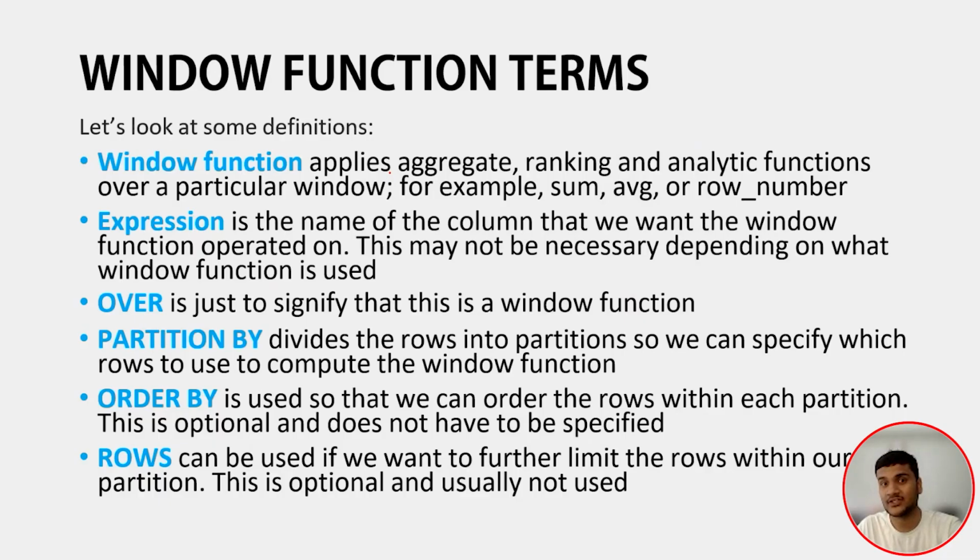And what is the expression? Expression is nothing but the name of the column where I want to apply the window function. That's it. And what is over? It is just to signify that this is a window function, that I am applying a window function here. Wherever you see over, think that, okay, this is a window function. And partition is nothing but it divides rows into partitions, so we can specify which rows to use to compute the window function. And same for order by and rows.